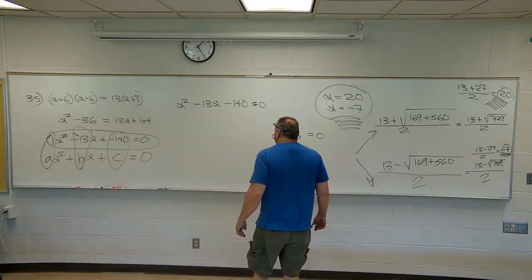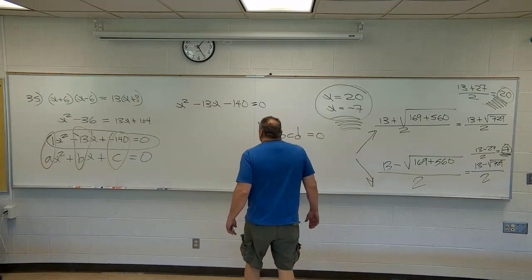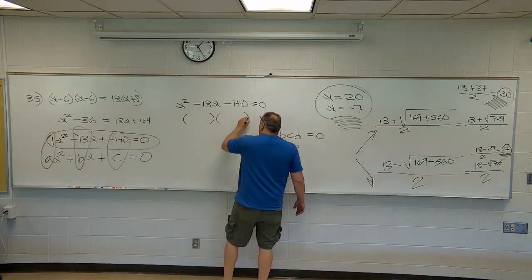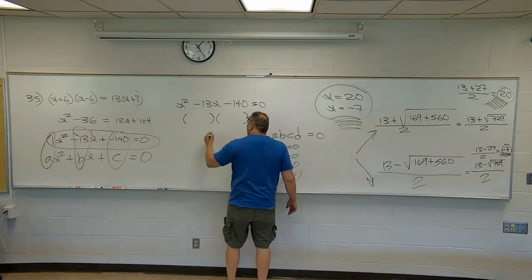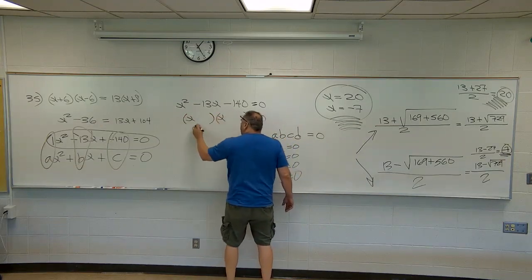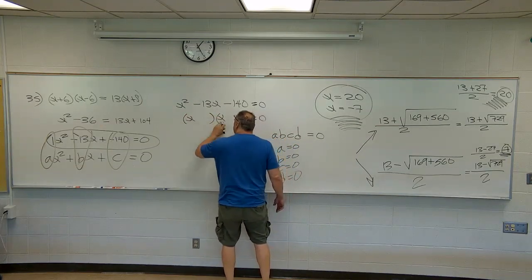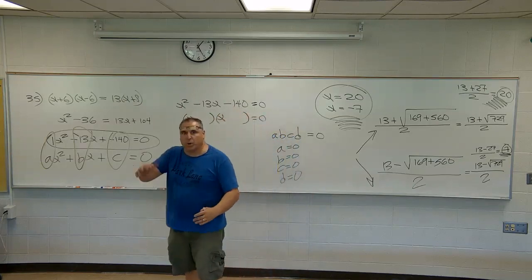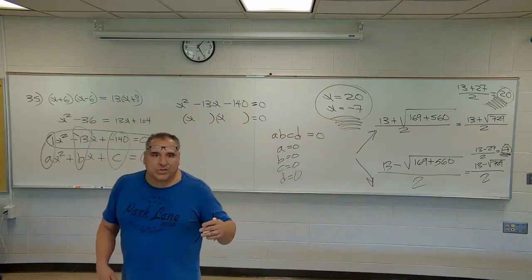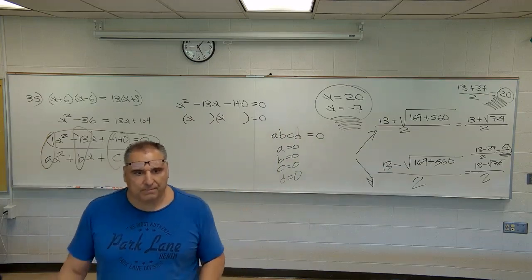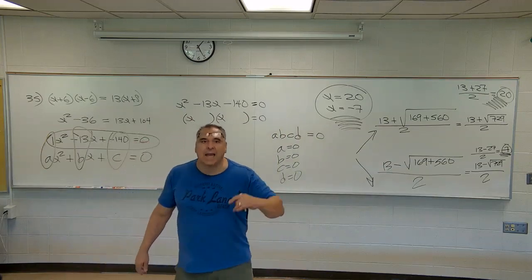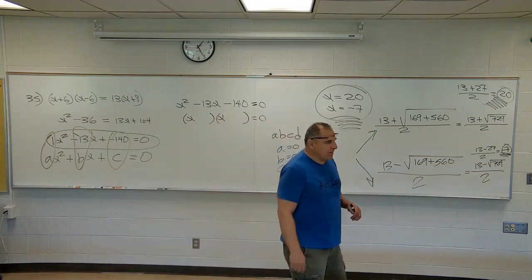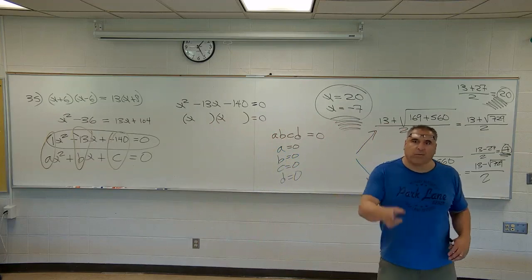Let me see if we can pull this thing off. Can I make it a binomial times a binomial? I gotta make them equal to 0. I'll tell you what I'm gonna do. Is x times x, x squared? Is 1 times 140, 140? Yeah, we know that. 2 times 70 is 140. 14 times 10 is 140. 20 times 7 is 140.